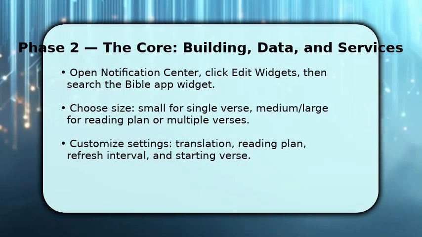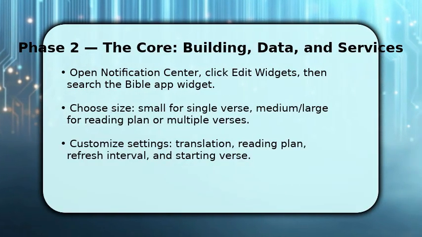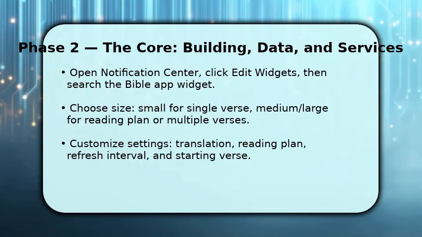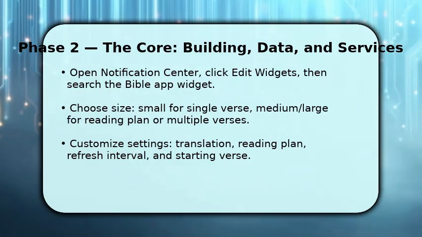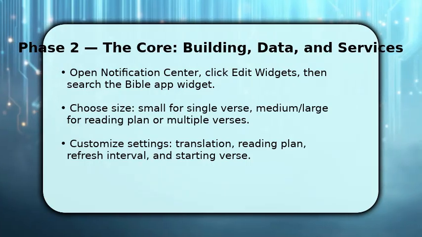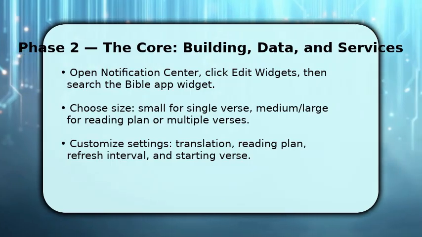You then add the widget, open Notification Center, select Edit Widgets, and find the Bible app widget. This is where you place it on the right side of your screen. Once added, pick a size. Small for a single verse, medium or large for multiple verses or a reading plan, because size determines what content shows.